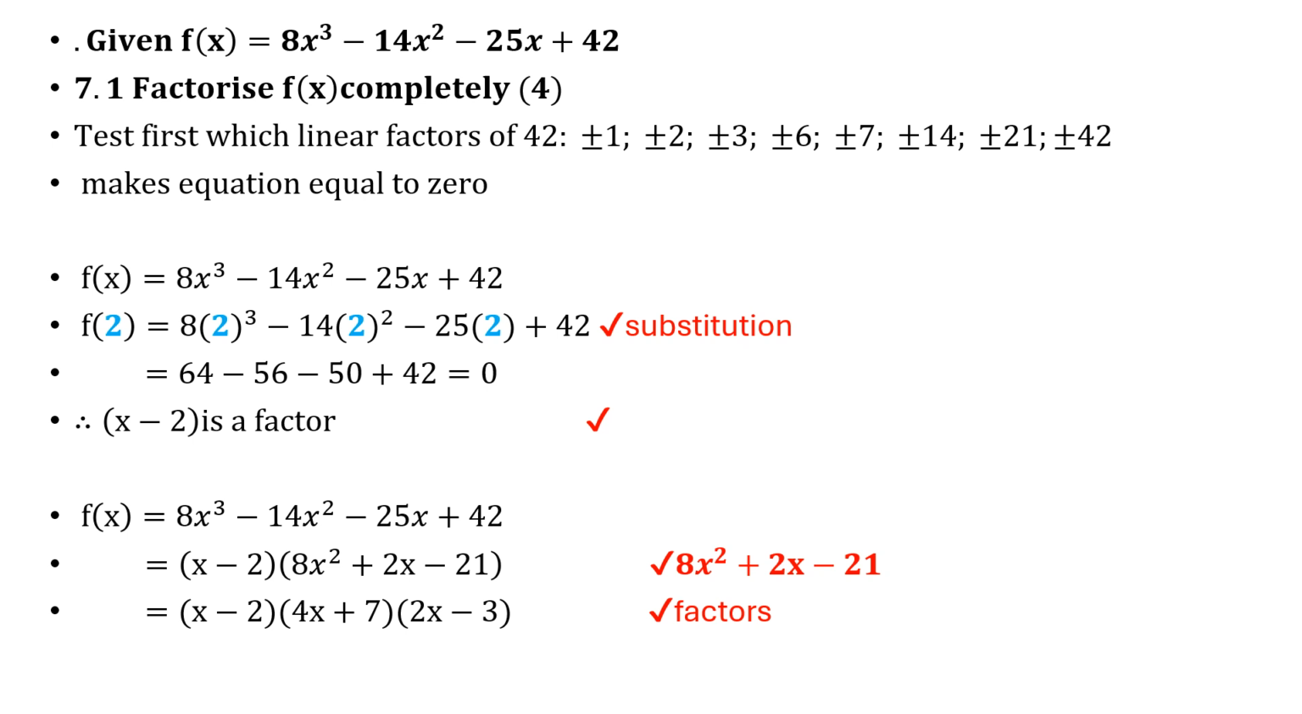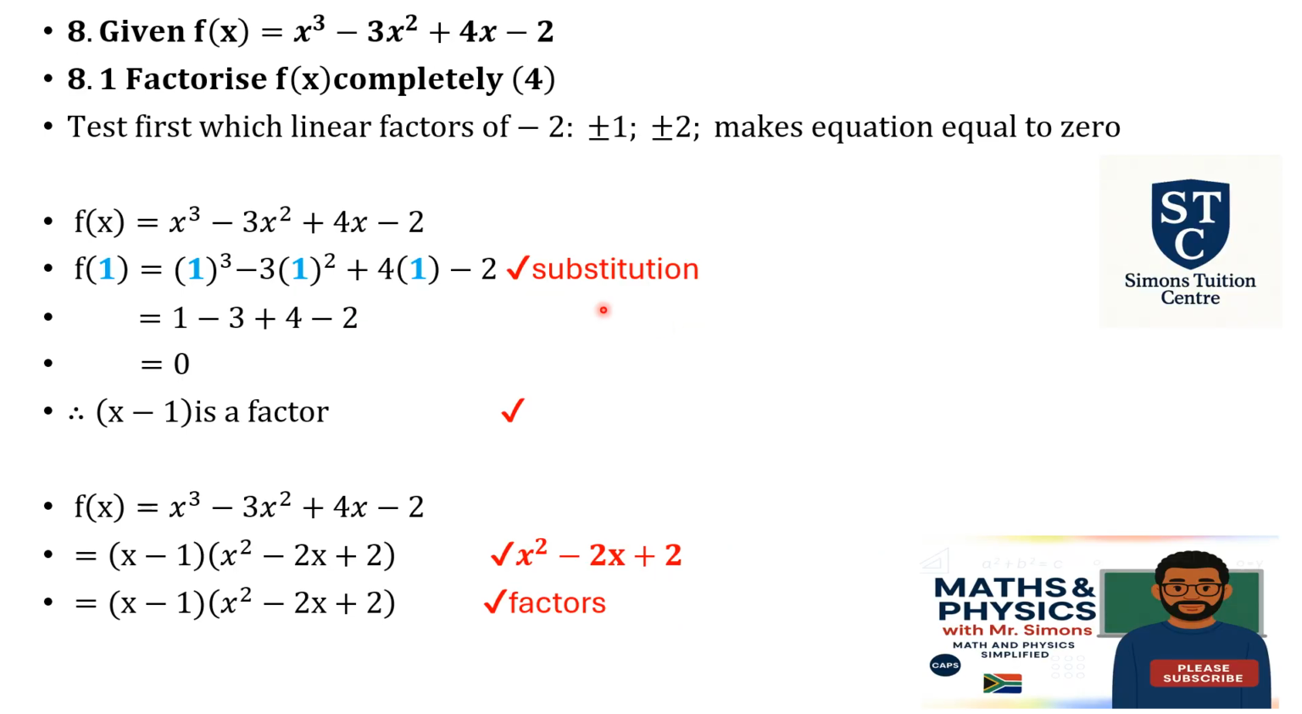Let's look at number 8. Given f(x) = x³ − 3x² + 4x − 2. Factorize f(x) completely. To factorize completely, I first have to find a factor that makes it 0. And I use that factor to find the quadratic equation. Then I'm going to see if I can factorize the quadratic equation. So always use the linear factors of the last constant value given.